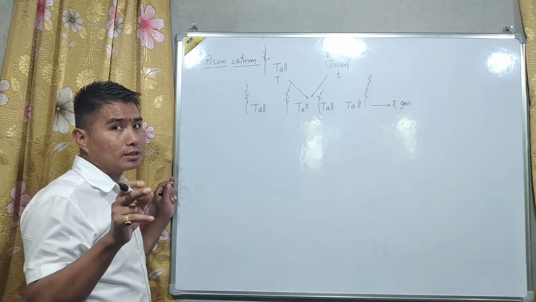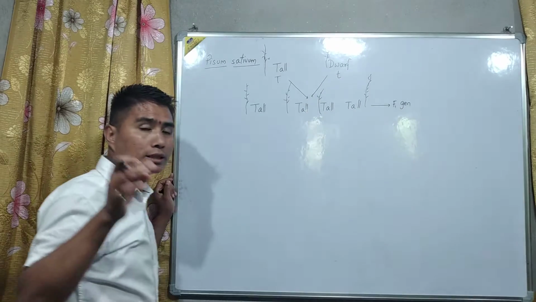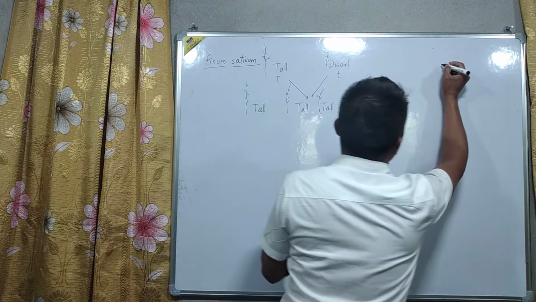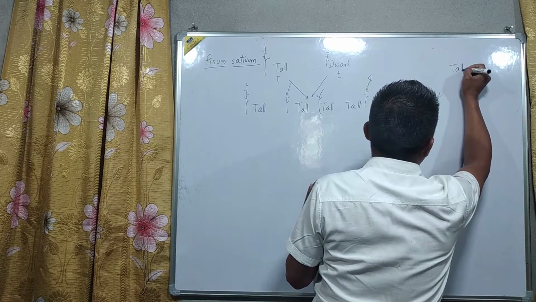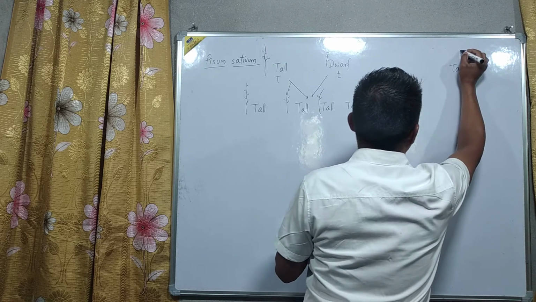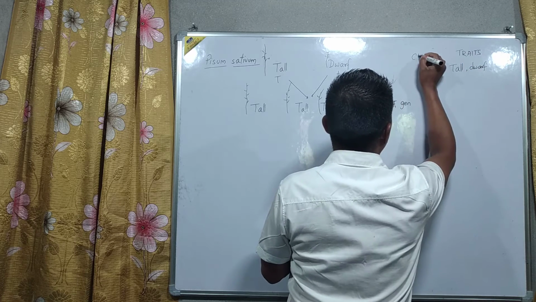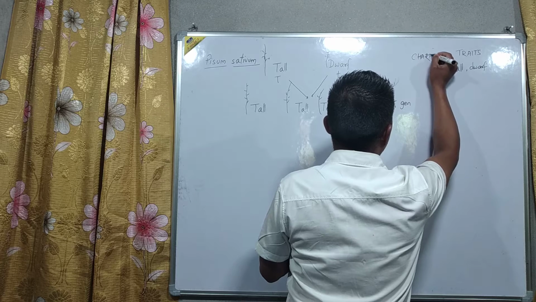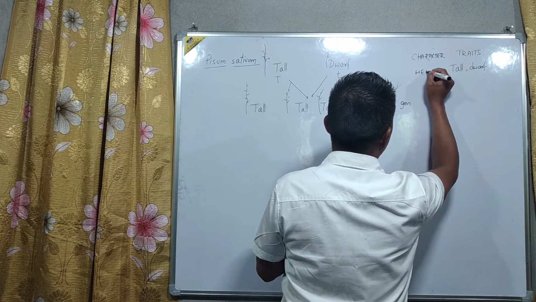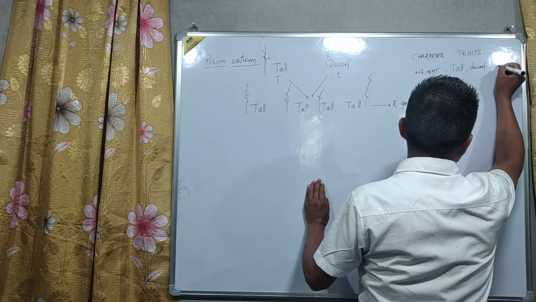And why, instead of writing small d, are we using t? The question might be. So the answer is, tall and dwarf are the traits of the character, and the character is height. You can add medium also.